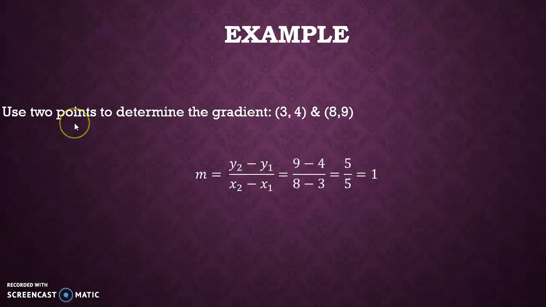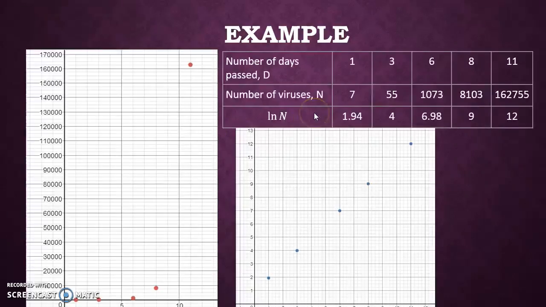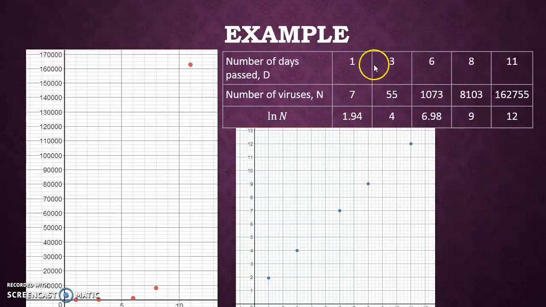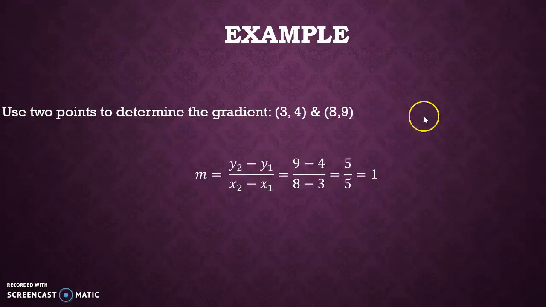So remember, when we're coming up with an equation, we can start by finding the gradient. To determine the gradient, we just need 2 points. So I'm using 3, log 4, so make sure you use that second value, and 8, 9. Those two points I'm using to work out my gradient: y2 minus y1 over x2 minus x1. And so I get a gradient of 1.